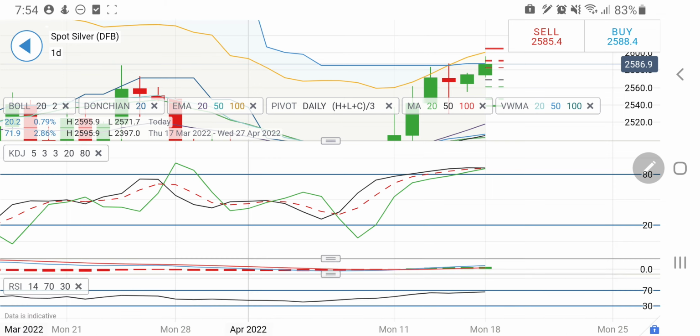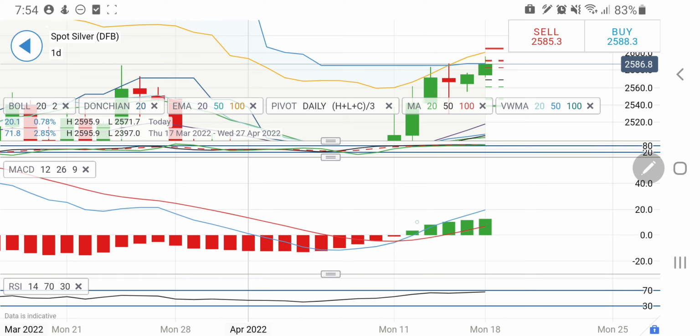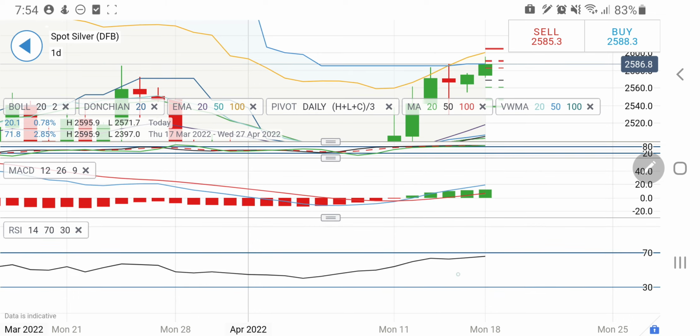Watch my weekly analysis for details on this. MACD is divergent and almost running in bullish zone, RSI near to overbought zones. Now for the day, till the time it remains above 2570, one can remain long. The target is 2600 and then towards 2620 also is very much possible. So take your positions accordingly.